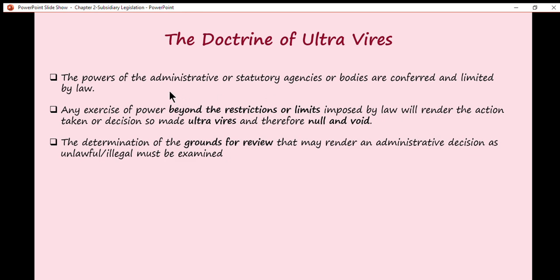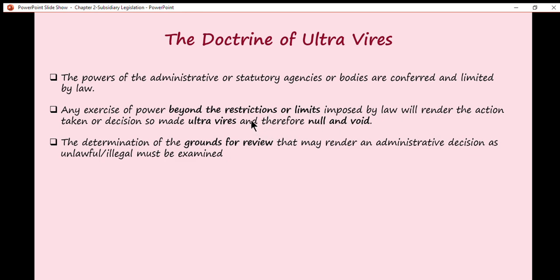And this doctrine emphasizes that the powers of the administrative or statutory agencies or bodies are conferred and limited by law. As I mentioned just now, a public body must exercise its functions or powers according to the statute or law. Any exercise of power beyond the restrictions or limits imposed by law will render the action taken or decision made ultra vires and therefore null and void.